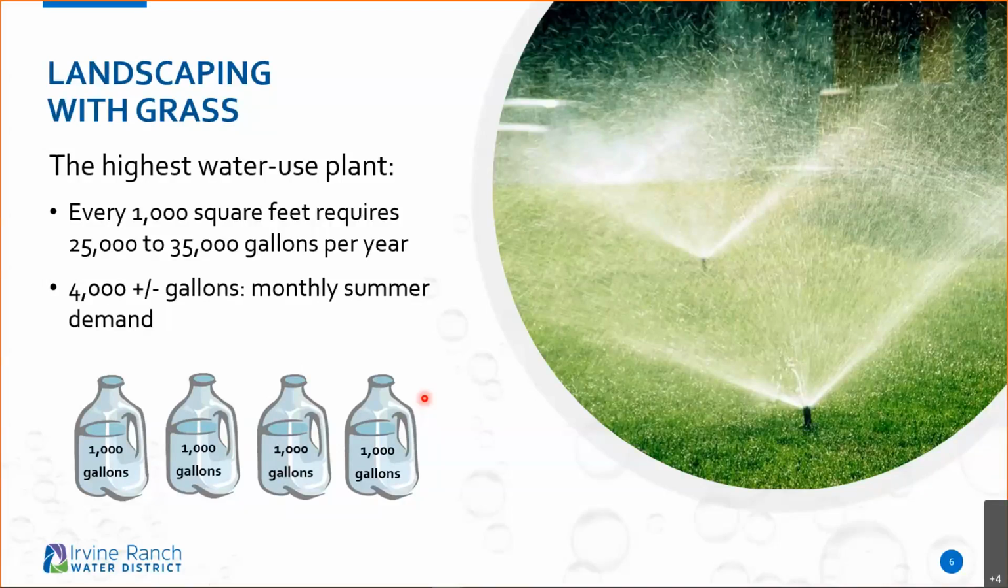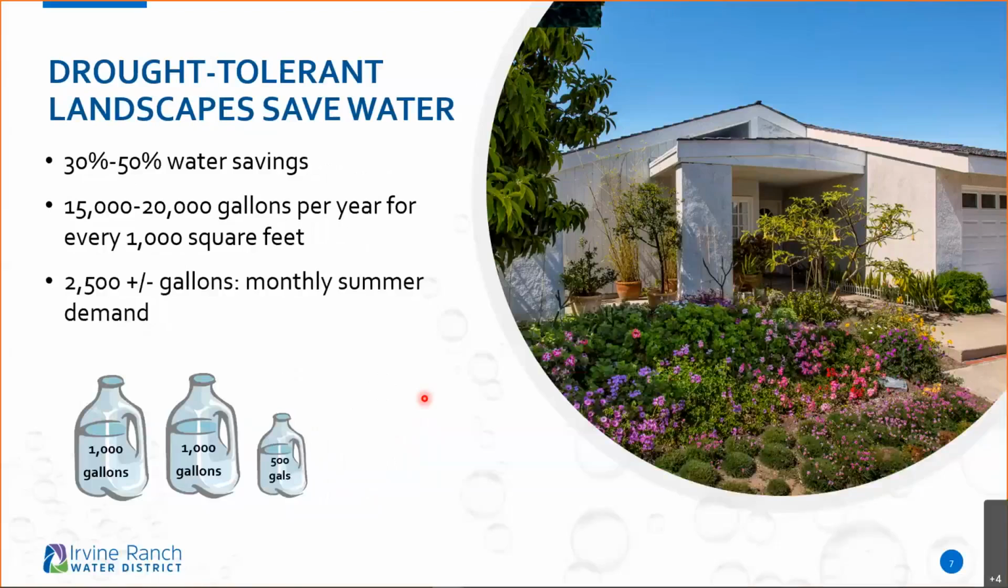Now take that 1,000 square feet of landscaping and convert it to a tolerant or climate appropriate landscape. Your water savings is around 30 to 50%. So now that same 1,000 square feet will only require around 15 to 20,000 gallons per year of water. And in the summer months, once spring hits into the summer, we're talking about 2,500 plus or minus gallons. So you can see the reduction is quite a bit.